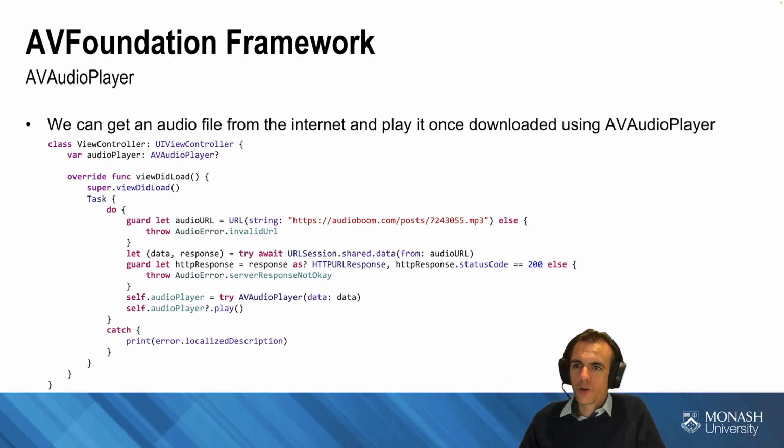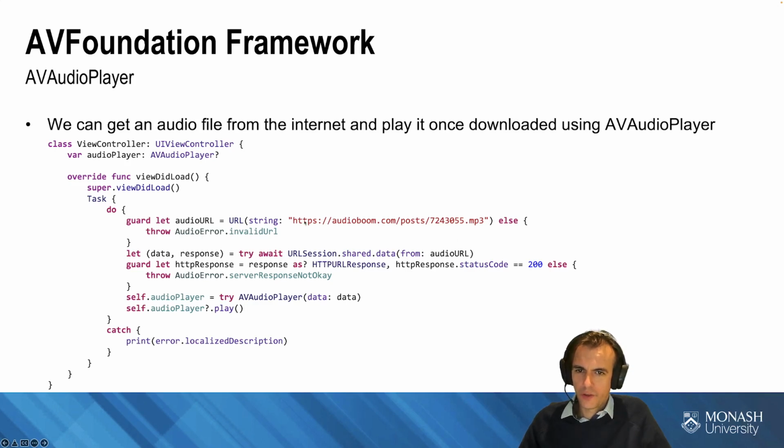So how do we work with AV Audio Player? Here's an example of getting an MP3 file from the internet and playing it. So we need an instance of Audio Player, which is AV Audio Player here. And then when our view loads, there's no interface for any of this. We're just, as soon as the view controller loads, we're just playing some audio.